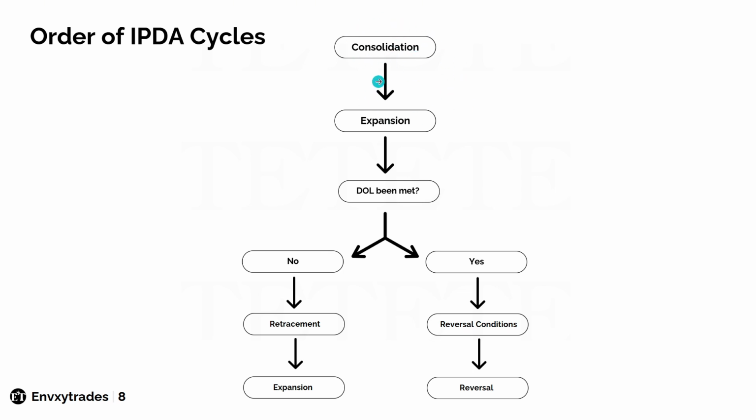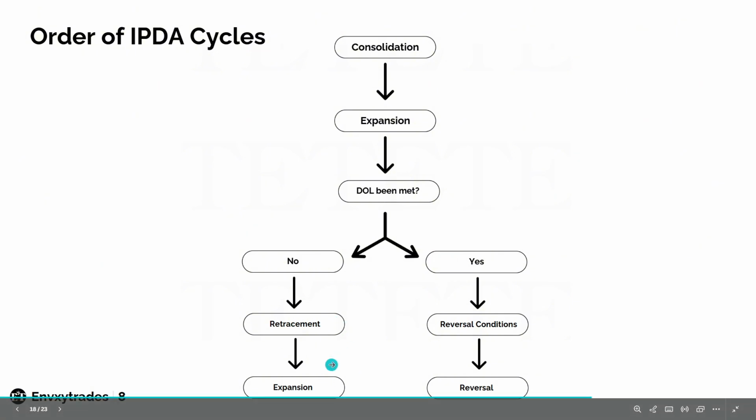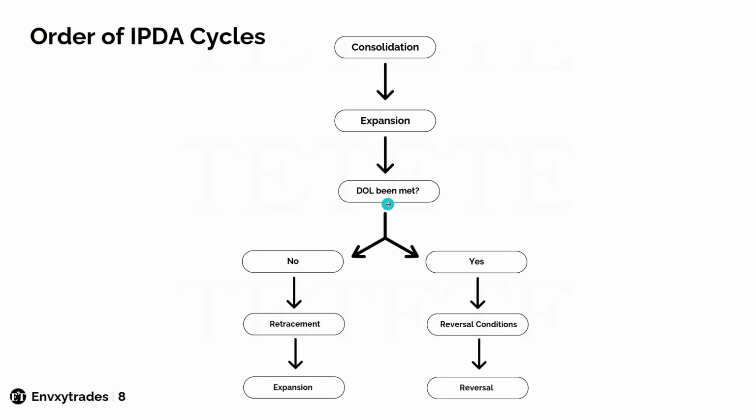So after that expansion, you have to ask yourself, has the drawn liquidity been met, or have we left a failure swing to that drawn liquidity? And if that drawn liquidity has not been met, we can assume to have a retracement and then an expansion off that retracement. Now, if that draw on liquidity has been met, you have to wait for the reversal conditions and then possibly trade that reversal back down to the opposing side.